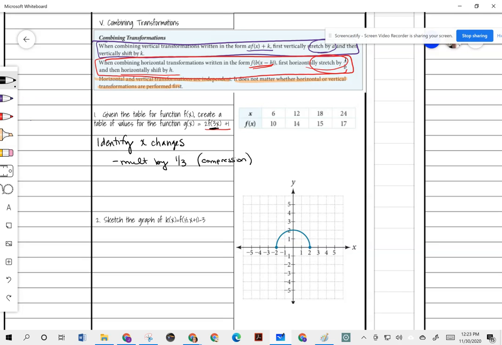So my new table is going to be multiplied by 1/3. So let's make a chart here. So my x, 1/3 of 6 is 2. 1/3 of 12 is 4. Then 6, and then 8. Okay. So I'm done with all of my x changes. Now I'm going to identify my y changes.